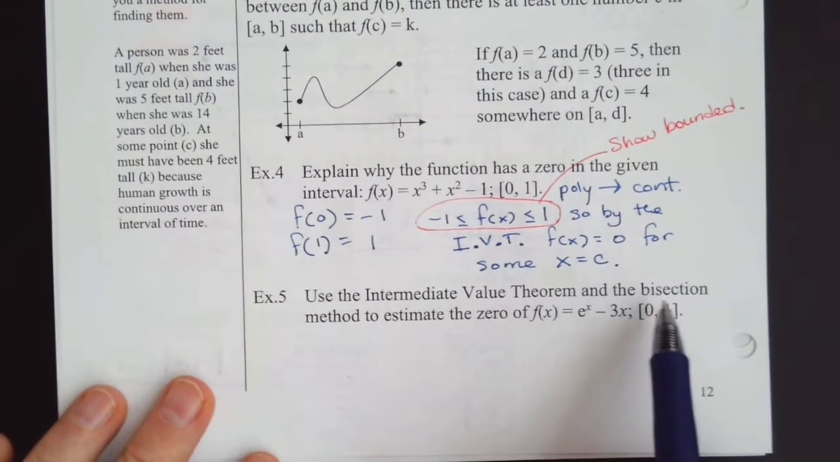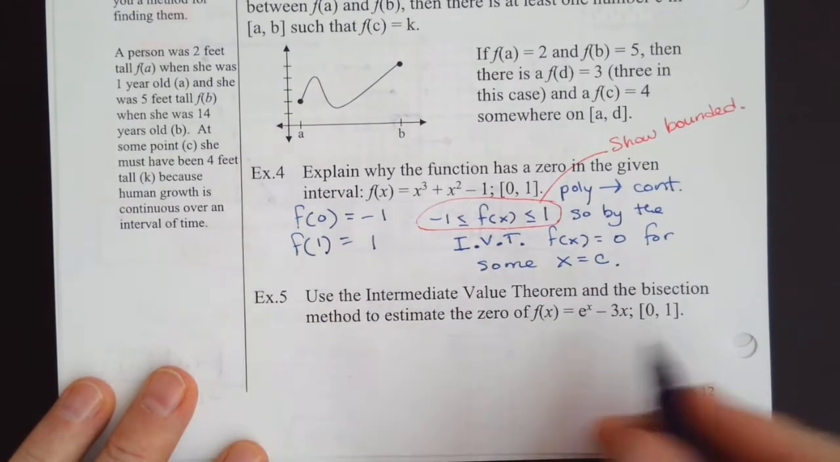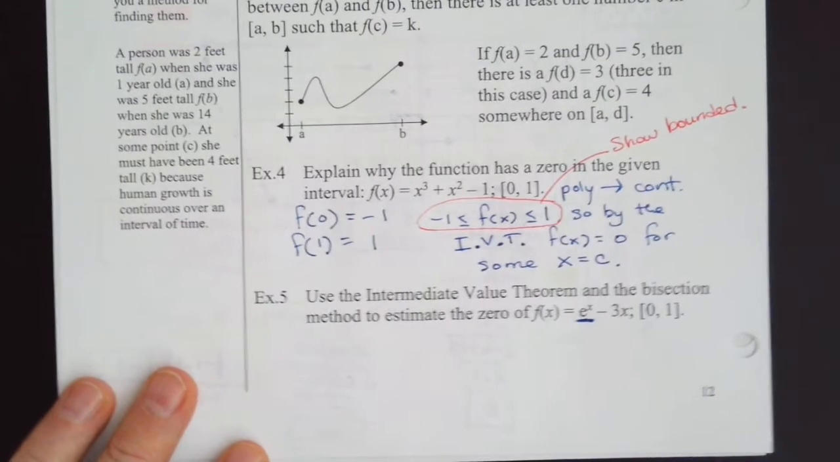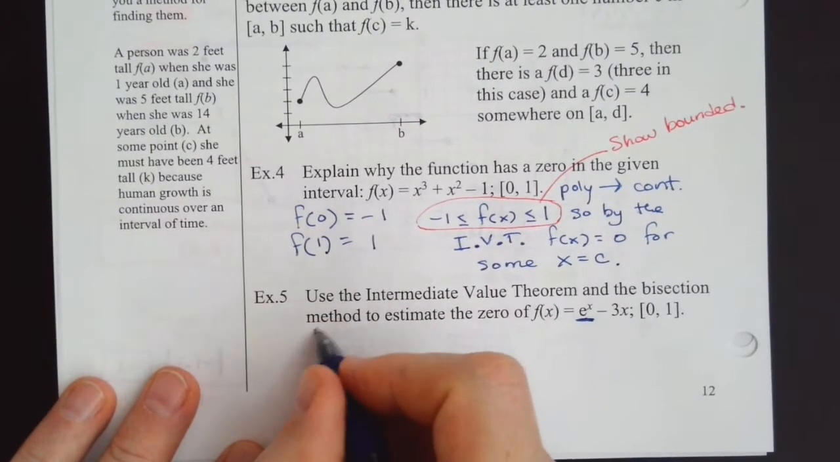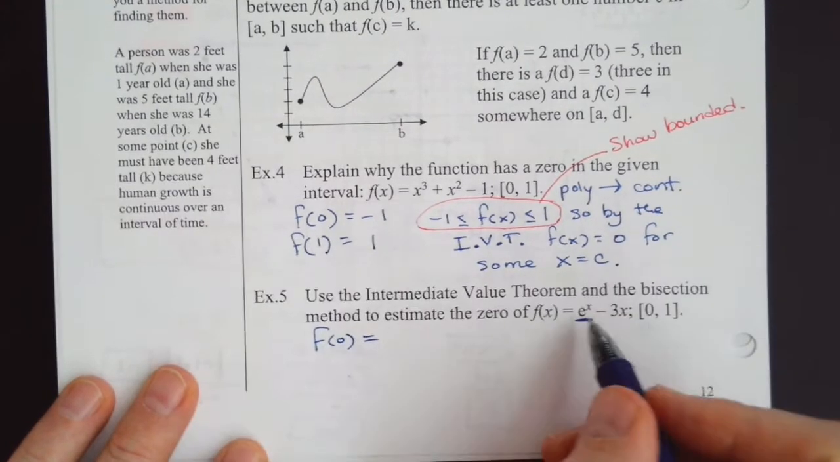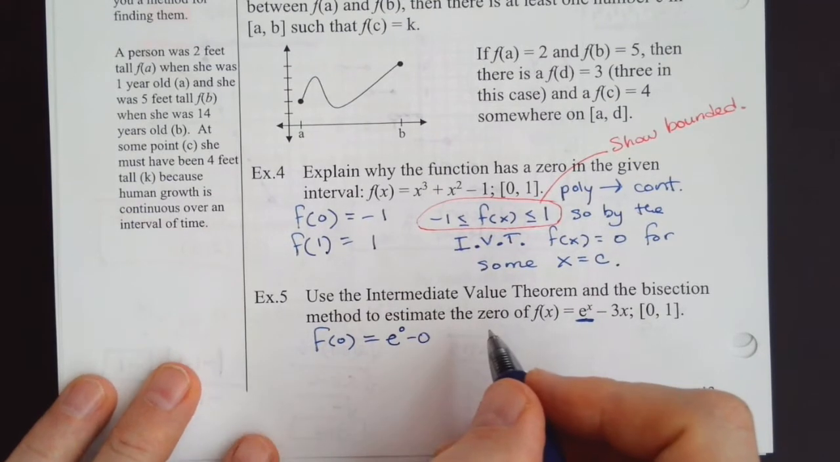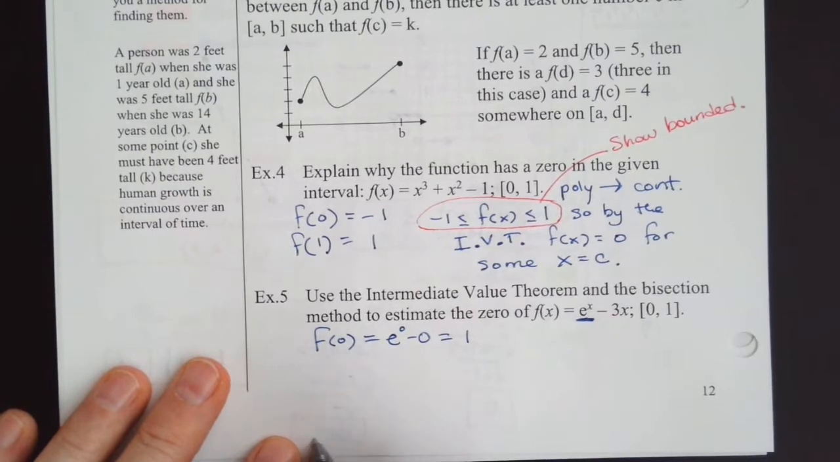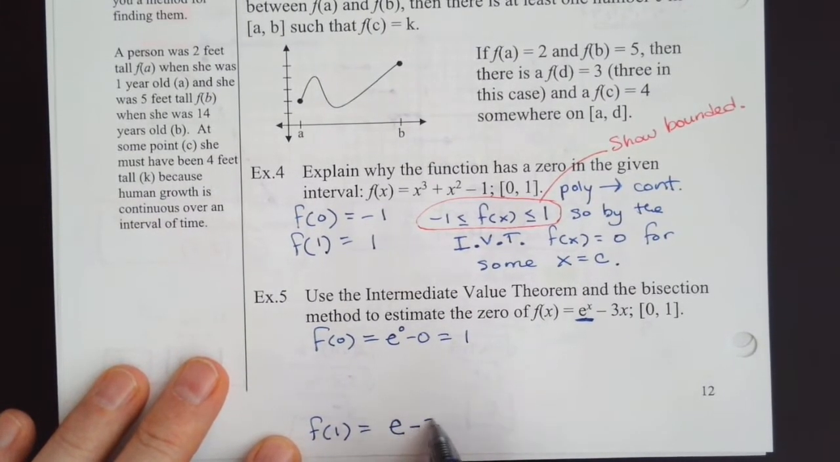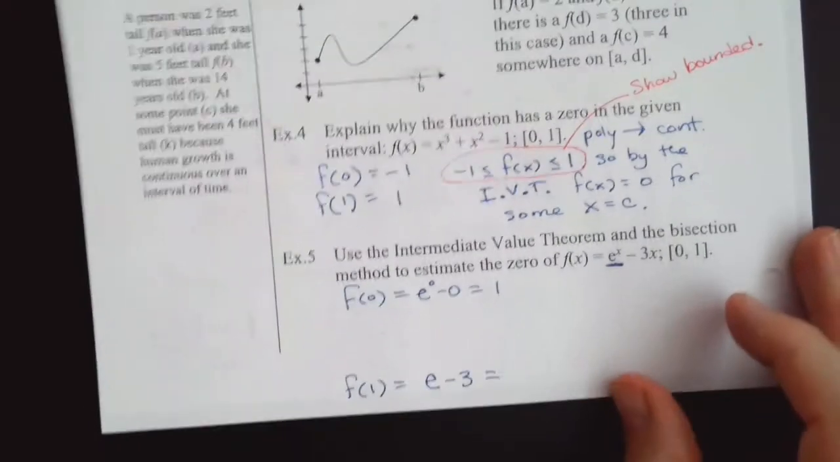Use the intermediate value theorem and the bisection method to estimate a 0 for this. Now usually we don't deal with exponential functions until chapter 5, but we can handle it here, so we'll go ahead and do it. So f of 0, that would be e to the 0 minus 0, and e to the 0 is 1, so that's equal to 1. Then if we tried f of 1, we would have e minus 3. So you should know, maybe e is 2.7.